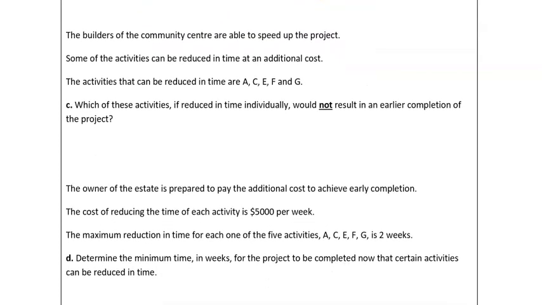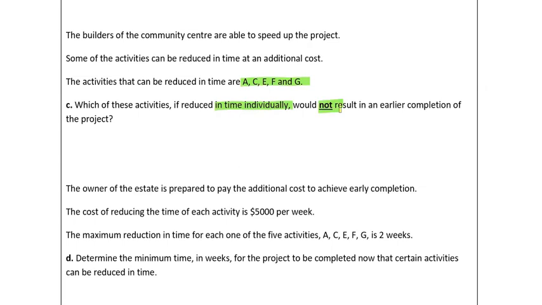Okay, the question now moves on to a slightly different context. So the builders of the community centre are able to speed up the project. Some of the activities can be reduced in time at an additional cost. The activities that can be reduced are A, C, E, F, and G. It's important to take note of those, so it's not all. Which of these activities, if reduced in time individually, would not result in an earlier completion time of the project?